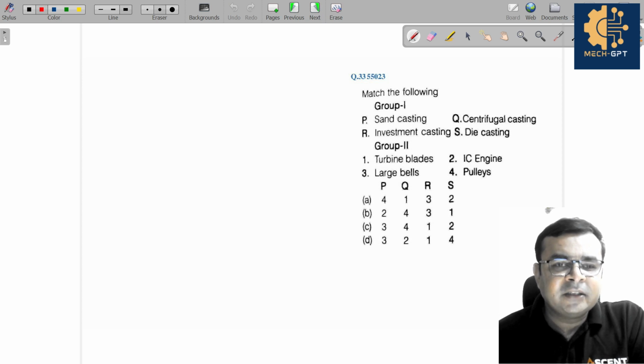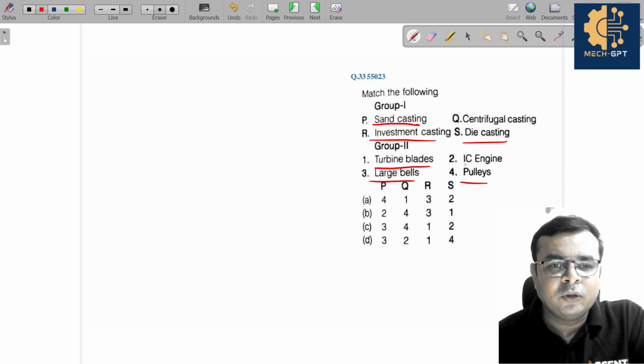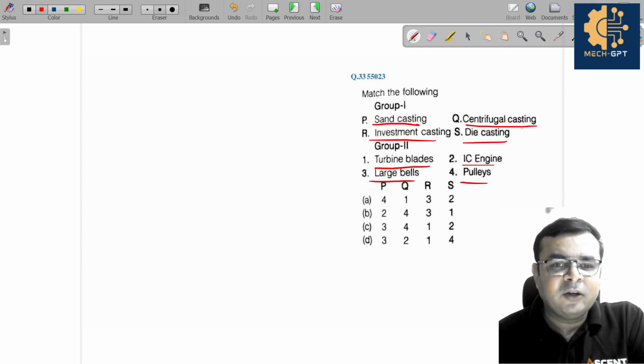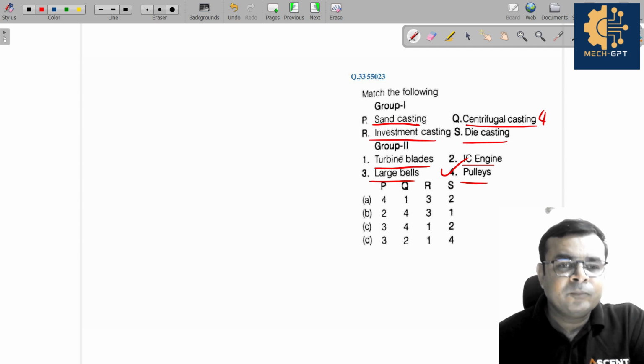Next, match the following in group 1 and group 2: sand casting, centrifugal casting, investment casting, and die casting. And here we have the applications. Correct? So you can see here sand casting is mainly used for making pulleys, large belts. First we see centrifugal casting. If I talk about semi-centrifugal, then it is used for making pulleys. Correct? Sorry, investment casting is mainly used for making turbine blades.